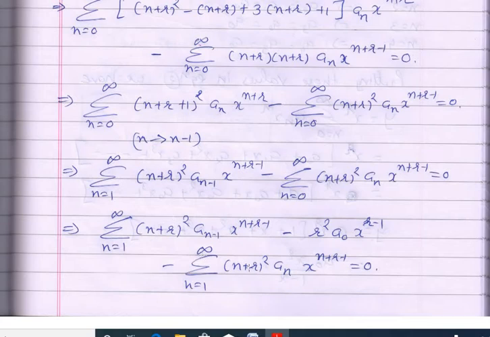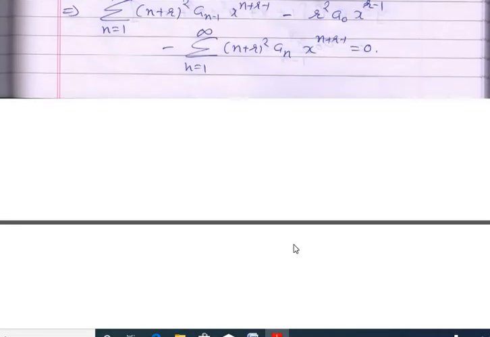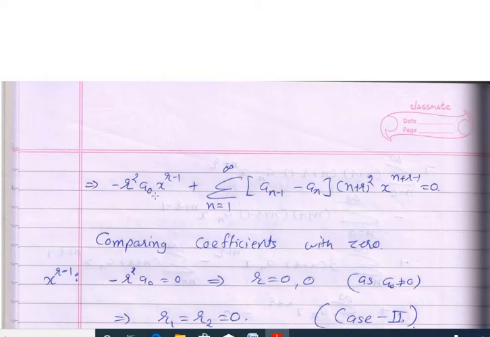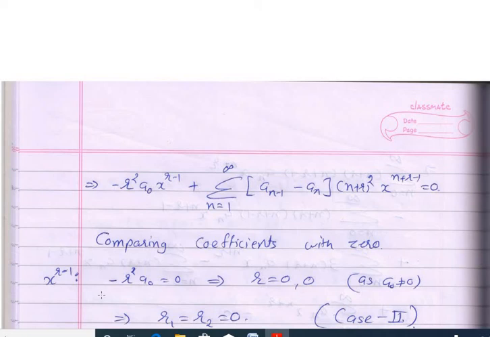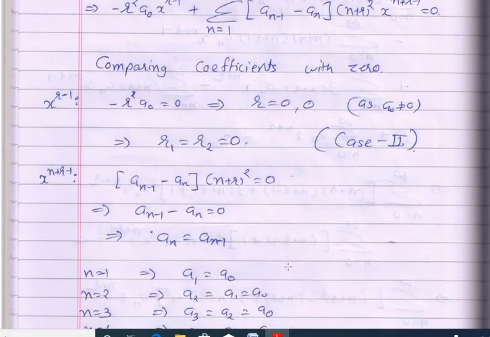Now see, these two sigma have a same index from 1 to infinity, and power is same. So we are going to common out the power x raised to n plus r minus 1. So minus r square a0 x raised to r minus 1 plus sigma common out, n plus r whole square common out, x raised to n plus r minus 1 common out. So you will have n minus 1 minus a. Now compare the coefficients with 0. Comparing coefficients with 0, that will give us r square into a0 will be 0, but a0 is not 0, that will give r is equal to 0. Now r is 0, that means r1 and r2 both are 0.